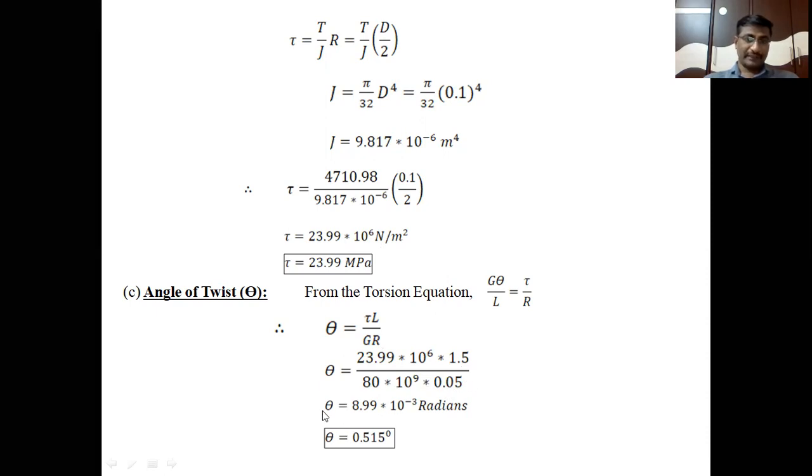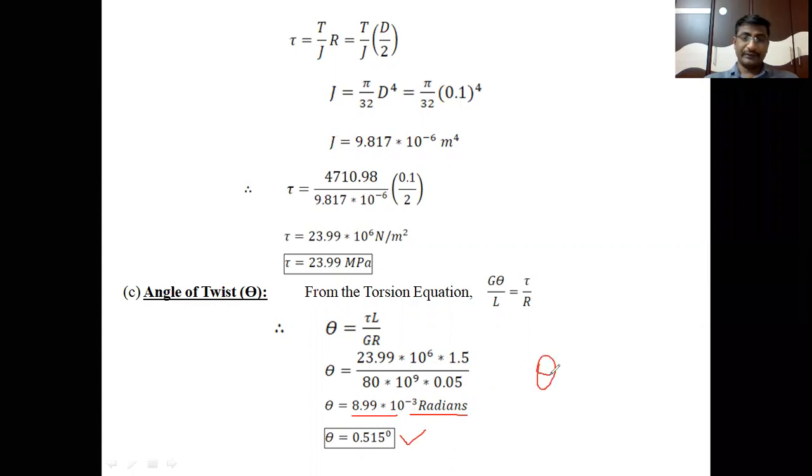Therefore, we will get the angle of twist in radians. Theta is equal to 8.99 into 10 to the power of minus 3 radians. Okay, clear students? If you want to convert it into degrees, how do we convert? If it is in radians, multiply this value by 180 and divide it by pi. Then we will get it in degrees.